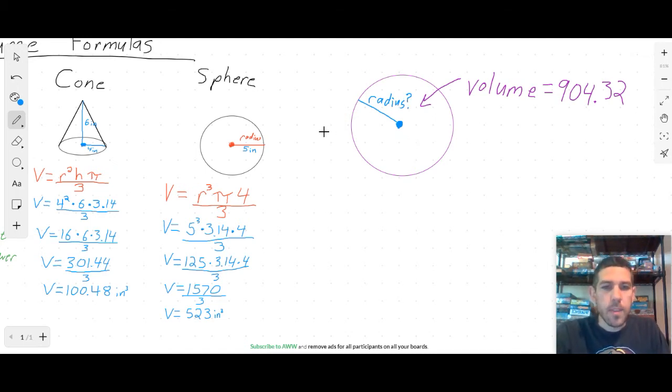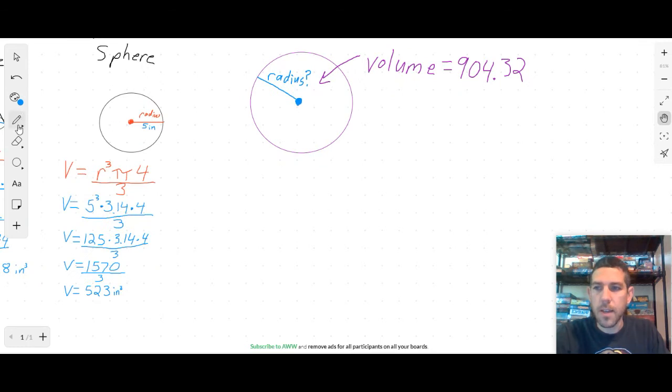All right. Let's go ahead and use our formula. So what we're going to do here is we're going to use our formula exactly the same way we did before, but it's going to kind of feel like it works backwards a little bit. So the formula was volume is equal to r cubed times pi times 4 divided by 3. Okay, now let's plug in what we know. We don't know the radius this time like we did in the last problem.